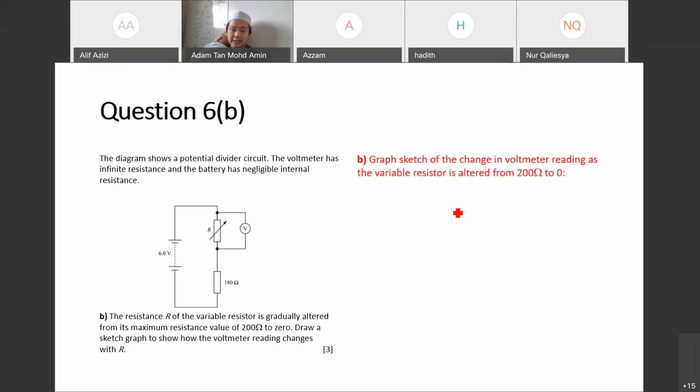So how do we sketch this graph? What's the formula, or the equation of the curve, the equation of the graph? We use V out equals the potential divider main formula. For this one we can't use the current manually, because we want to know the relationship between V out and R_V, the variable resistance. It is almost similar to a curve y equals x over 180 plus x, times 6. So as R_V approaches 0, V out will also approach 0.